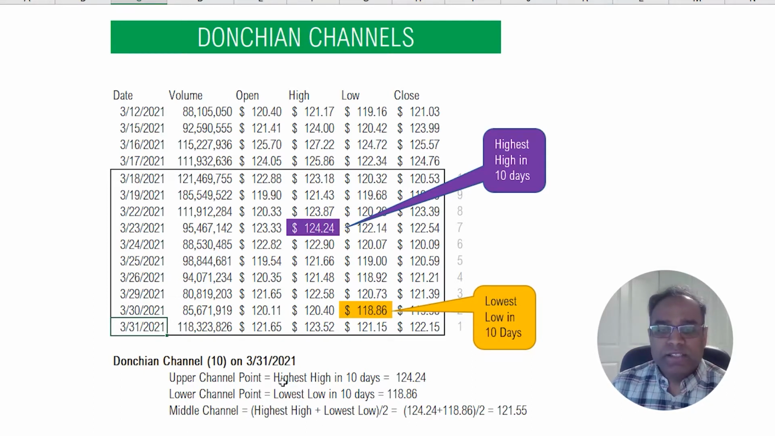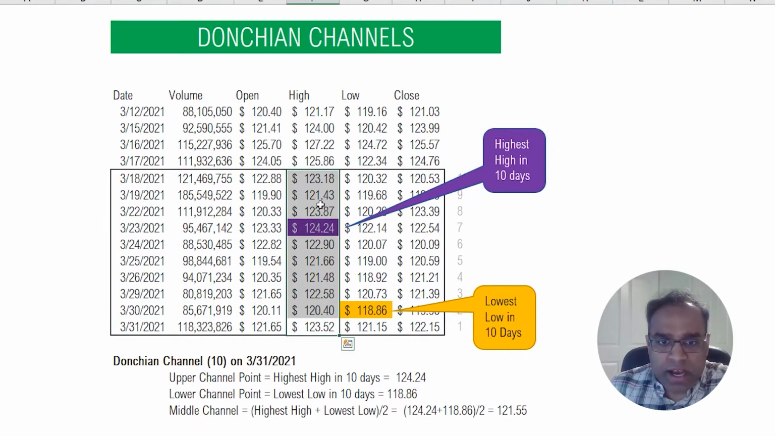So the 10 days, I'm using 10 as a parameter here. I will talk about how you can customize it later, but let's just say we are going to calculate the Donchian channel for a 10 period or a 10-day parameter. So the upper channel point will be the highest high in the last 10 days. If I look at the 10 days, the highest high point was 124.24.